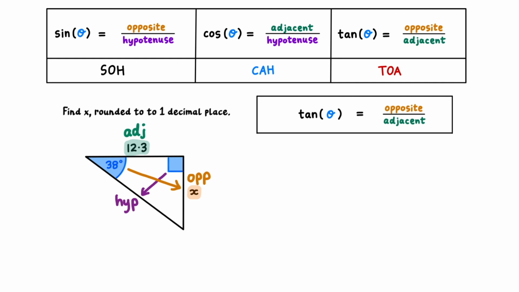Another way to think of this is that we have no information or interest in the hypotenuse, so we should make sure that this isn't involved in our ratio. Since sine and cos both involve the hypotenuse, these 2 options are ruled out. So, we've decided that we'll use the statement tan of theta equals the opposite over the adjacent. In our triangle, the angle theta is equal to 38 degrees, the opposite is x, and the adjacent is 12.3.